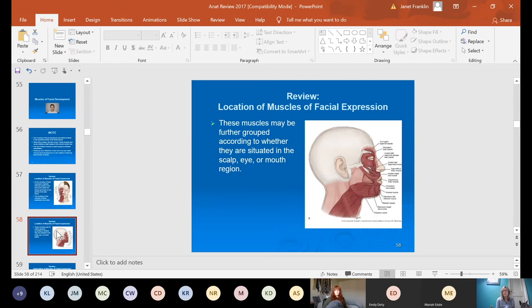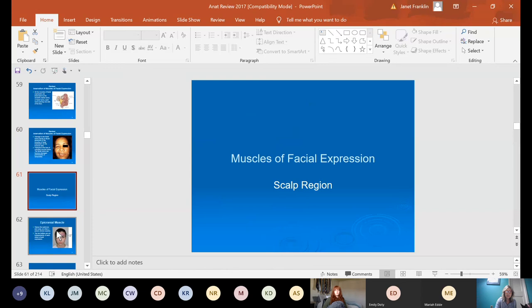So we talked about the muscles of facial expression. This picture, I believe, is the same one that's in your textbook. So some general terminology for rules. Let me see if I can go through this. Okay, we're going to go through all of those. So I will talk to you.